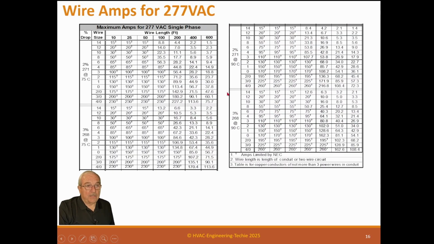This is 277 volt, exactly the same thing. Say at 2%, you have a number 10 wire, 100 feet, you can run 21 amps. So it's telling you what's going on here. Both these power tables are for copper conductor of not more than 3 power wires in a conduit. That's the rating of these amps. If you start getting a lot of power wires up to its maximum fill, the heat may start limiting the actual amps in the conduit.